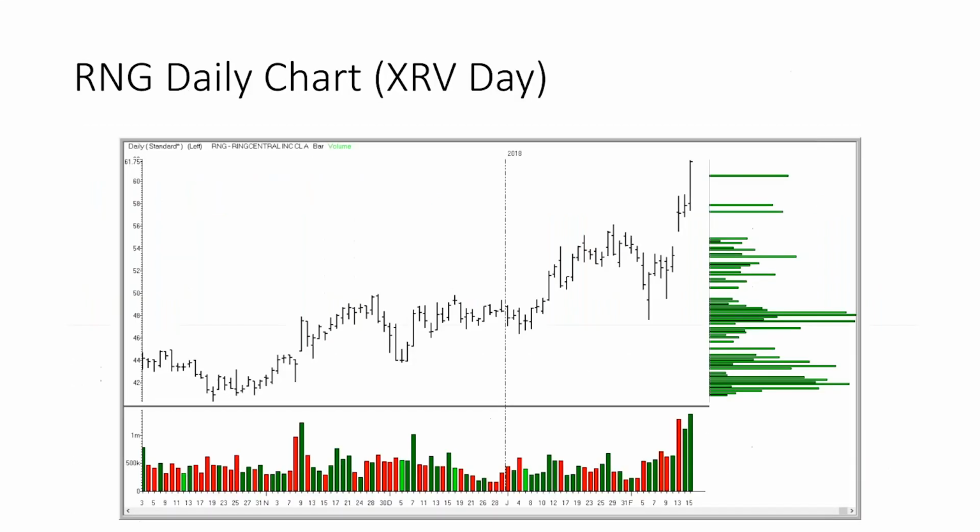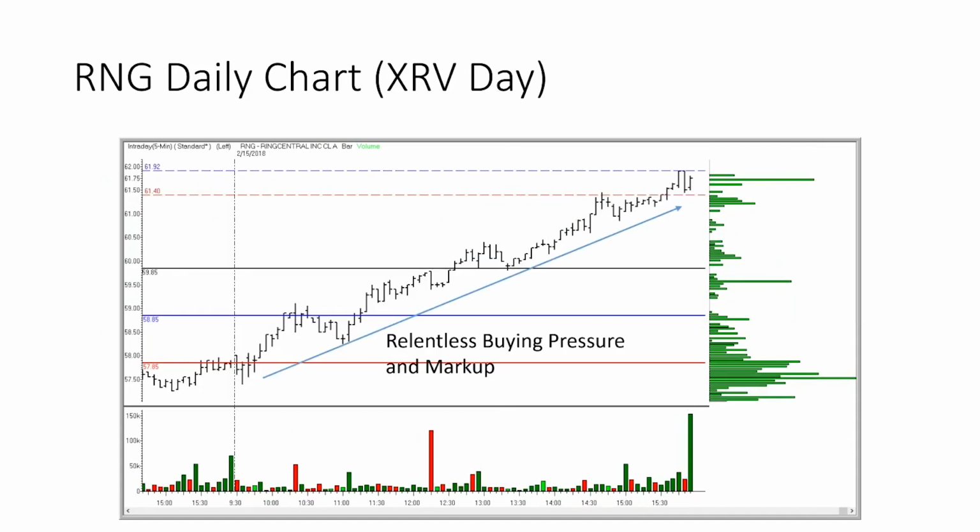So let's look at the example from this. We had RNG, right? There's the expansion of range, expansion of volume. You have all this buying pressure. This is the kind of thing you want to look for.